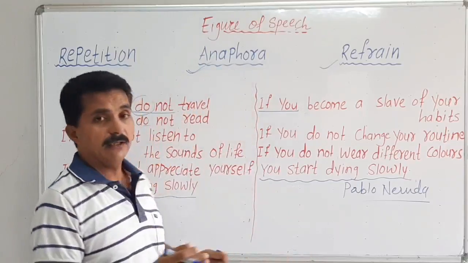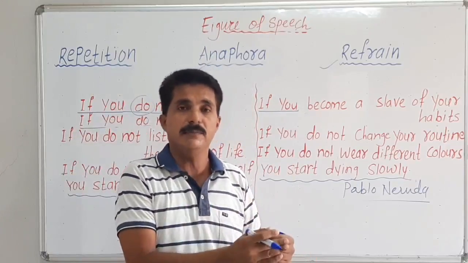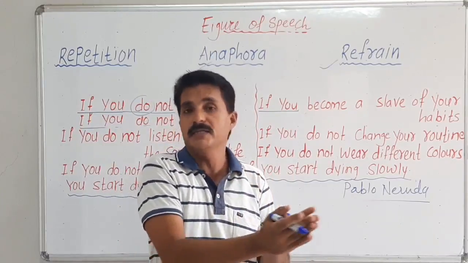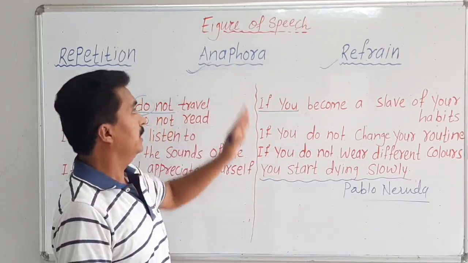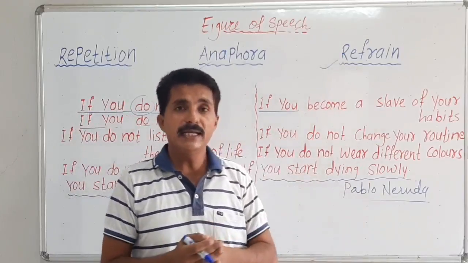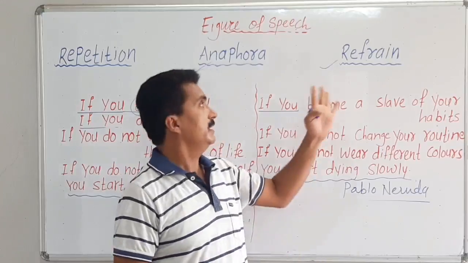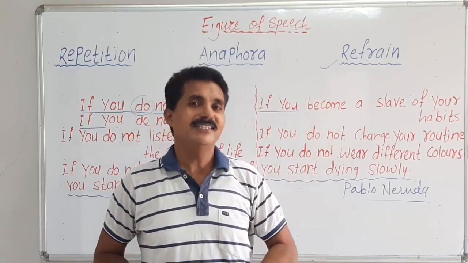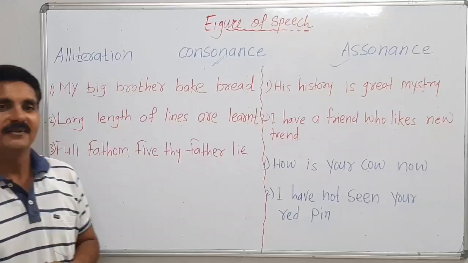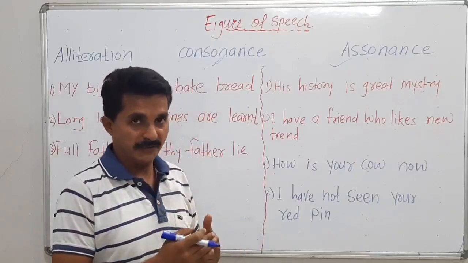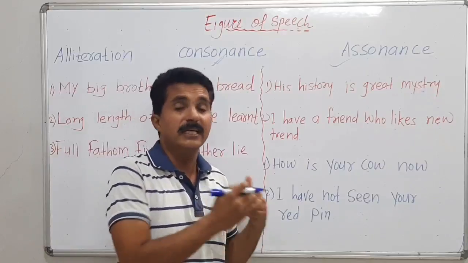Or if the beginning of the first line of every stanza is repeated, or many lines of many stanzas are repeated with the same phrase, that figure of speech is called anaphora. And if the ending line is the same in many stanzas, the figure of speech is refrain. Got it? We will study now the next figure of speech. Friends, the study of the figures of speech which are related to repetition is still going on.